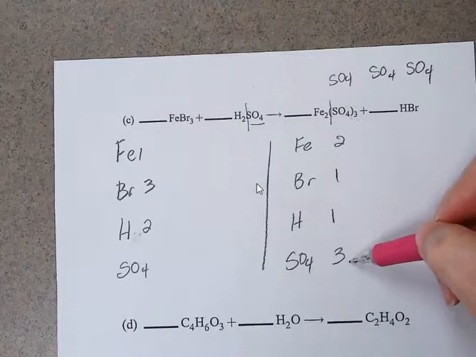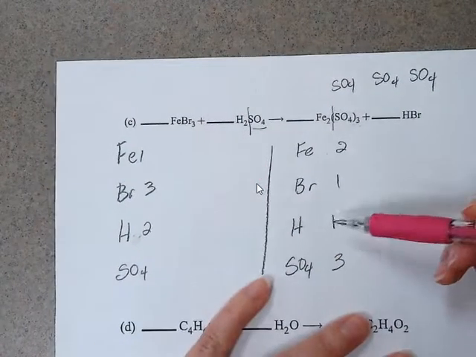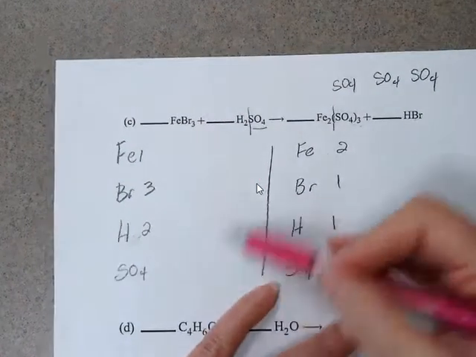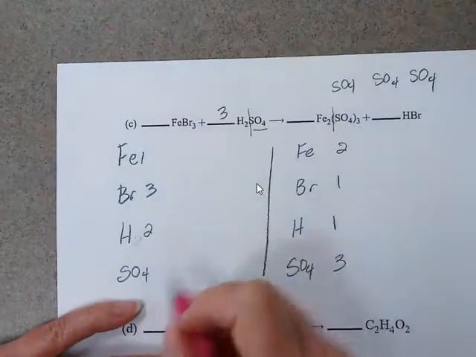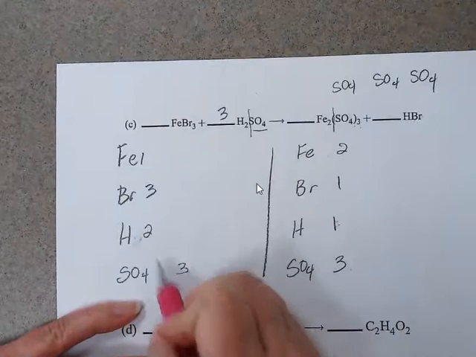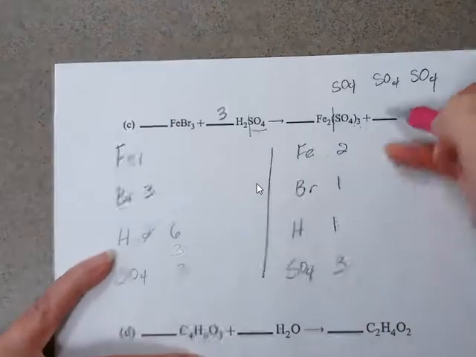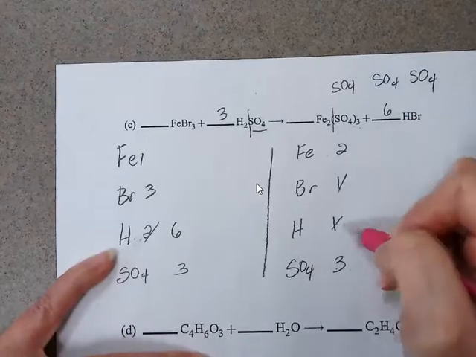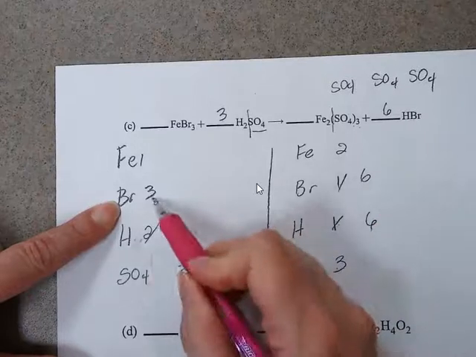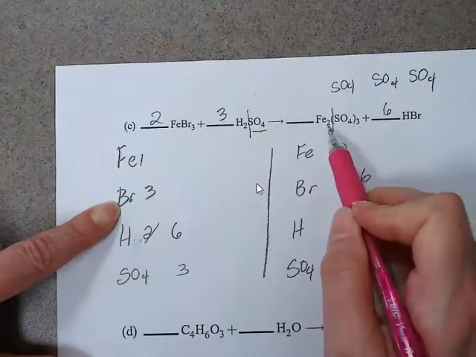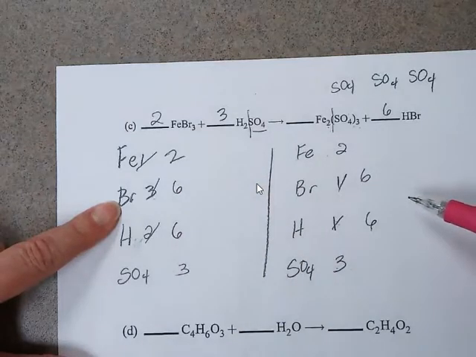So I definitely need 3 sulfates. If I did a coefficient of 3, that would go ahead and change my hydrogens. That's probably the easiest place to start. So if we try to make that a 3, I now have 6 hydrogens. Okay, so those are balanced. But if I come over here and do a 6, but yet I need 6 of these, so if I do a 2, I now have my 2. Ta-da! Do you see how I did that?